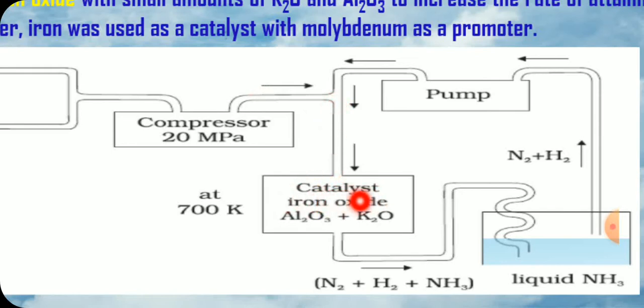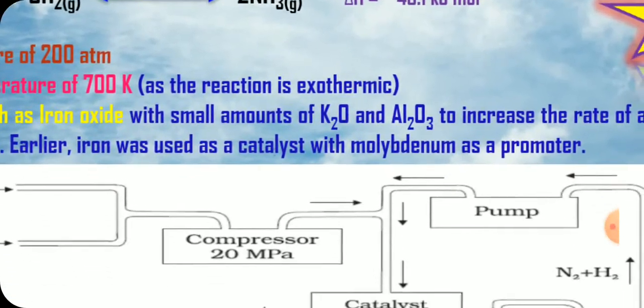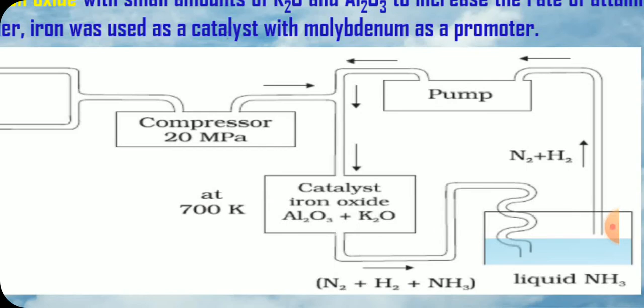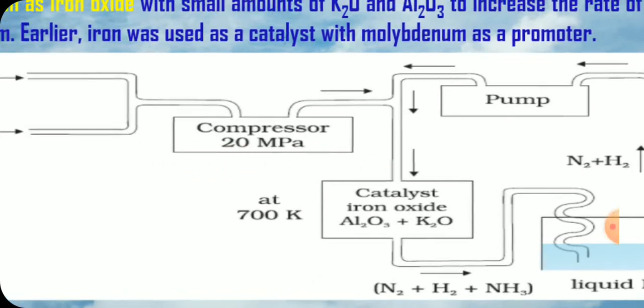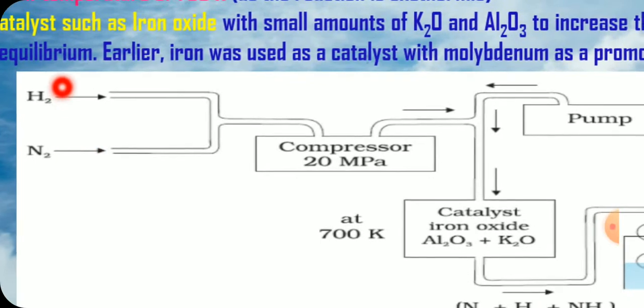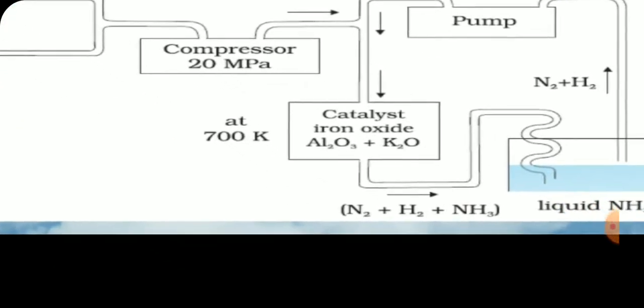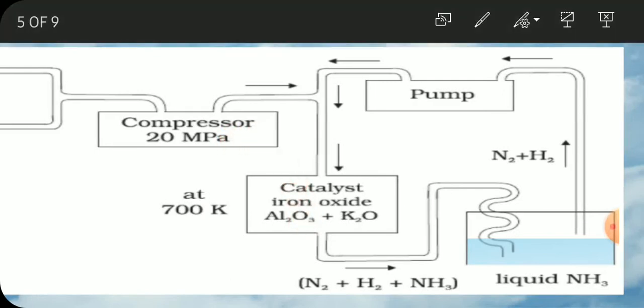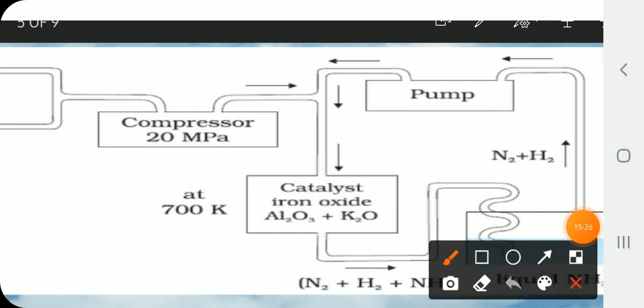In the presence of a catalyst, this reaction takes place and ammonia is formed. Whatever amount of dinitrogen and dihydrogen you take, all will not be converted into ammonia. Some of the dinitrogen and dihydrogen form ammonia, whereas some of the reactants are left as they are.